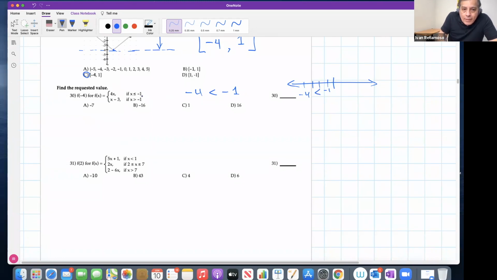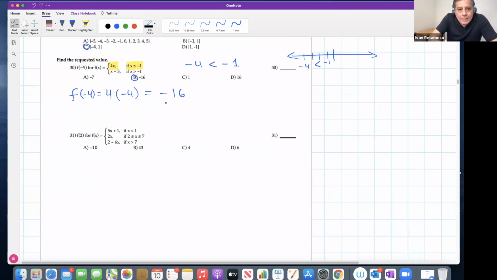So therefore, we have to take the formula that is aligned with this condition: input value less than -1. So we use 4 times x. But what is 4 times x when x is -4? Well, it's just 4 times -4, which is minus 16. All right, guys. So this is this.